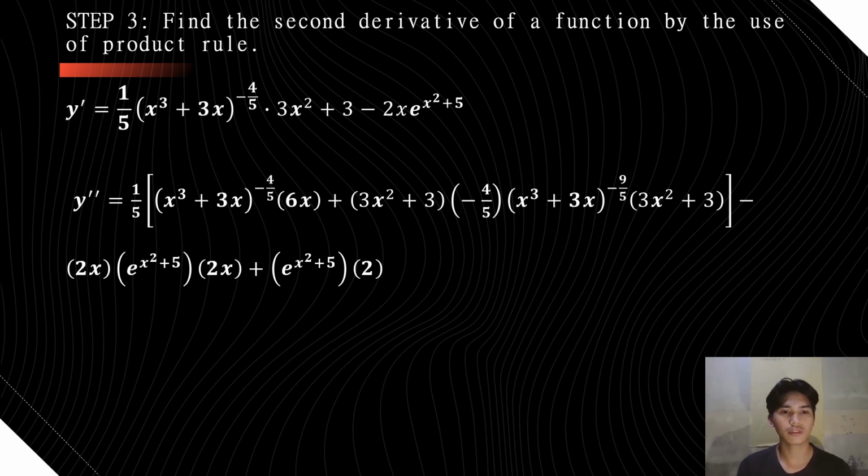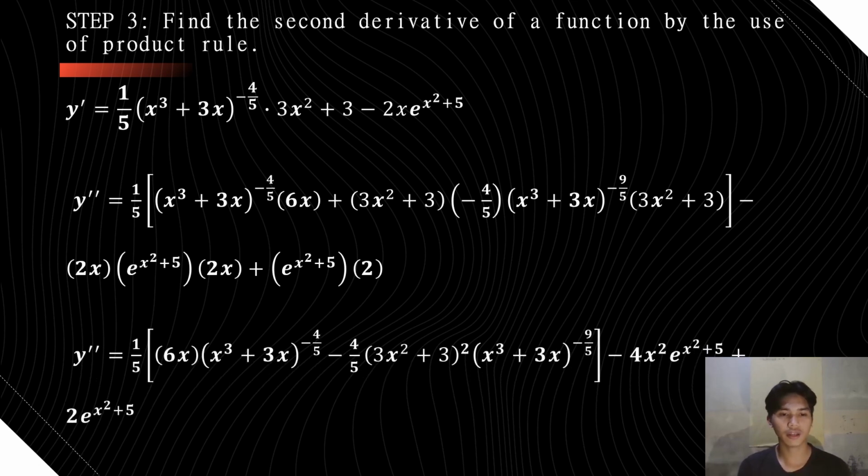So the second derivative is 1/5 bracket x cubed plus 3x to the power of negative 4/5 times 6x plus 3x squared plus 3 times negative 4/5 times x cubed plus 3x to the power of negative 9/5 times 3x squared plus 3 minus 2x times e to the power of x squared plus 5 times 2x plus e to the power of x squared plus 5 times 2.